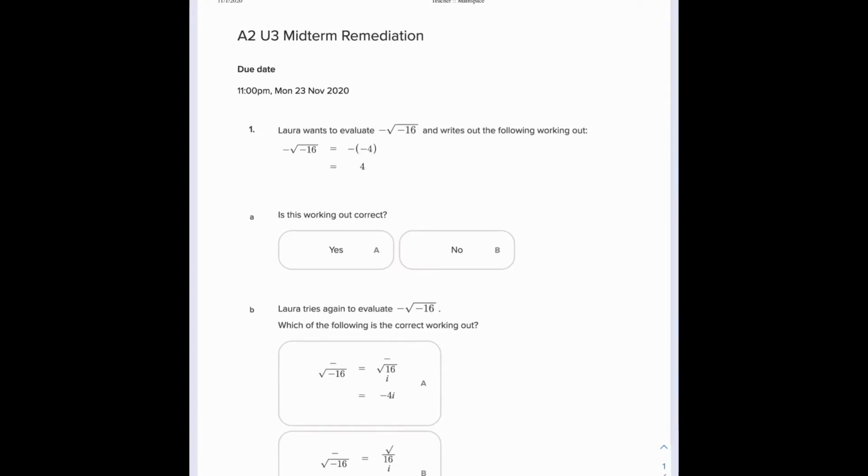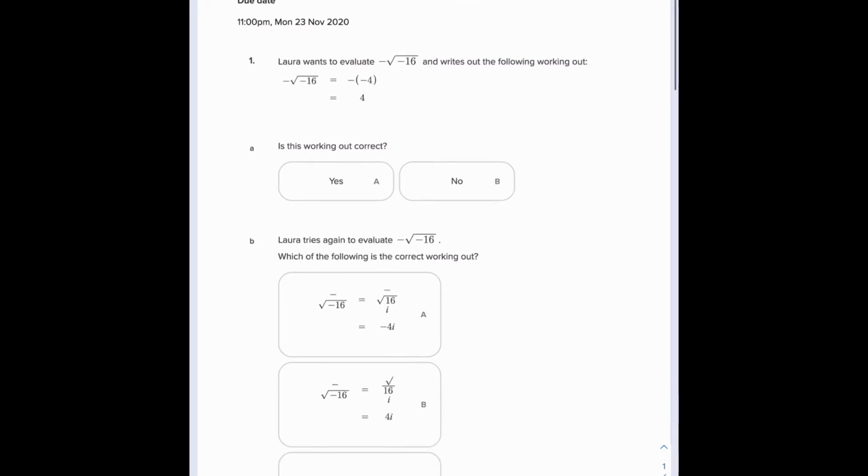All right, this is video number 3, the Unit 3 Midterm Remediation. Let's take a look at number 1. Laura wants to evaluate the negative square root of negative 16 and writes out the following work. She says that this equals 4. Is the working out correct? I'm going to say no, and let's do the work to show you why it's no.